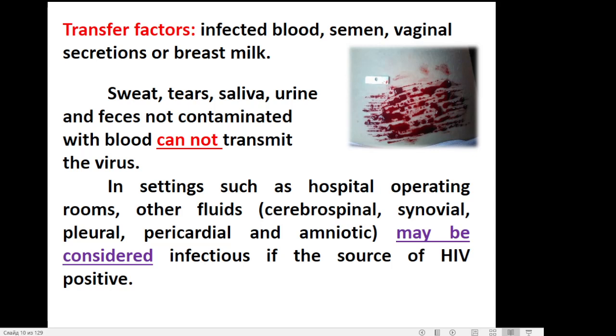Factors of transmission are infected blood, semen, vaginal secretion, or breast milk. Other biological liquids, of course, may contain the virus, but the concentration of virus in other biological liquids is lower, and it is not enough for transmission of the virus.